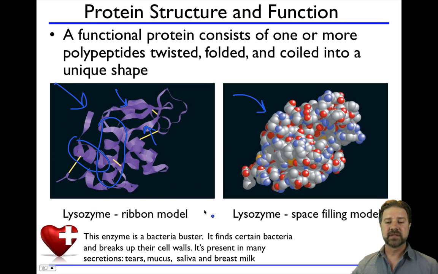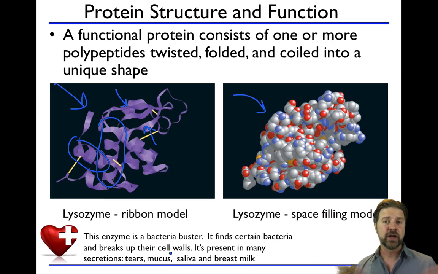Now, this one here has a name. It's called lysozyme. And if you want to take a look and see what it does here, it's a bacteria buster. It finds certain bacteria and it's going to break up their cell walls. One of the types of bacteria we have is called the gram-positive bacteria. It has this huge cell wall made of peptidoglycan, a special type of polymer that enhances the shape and the strength of a bacterium. And what this is going to do is get in there and break the cross links that hold that cell wall together.